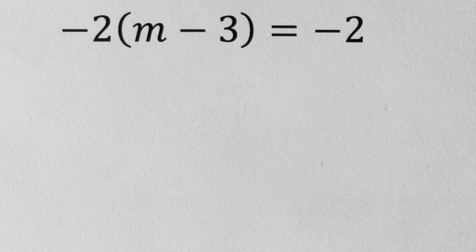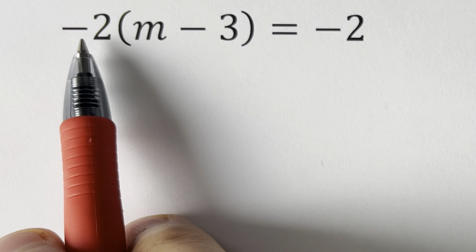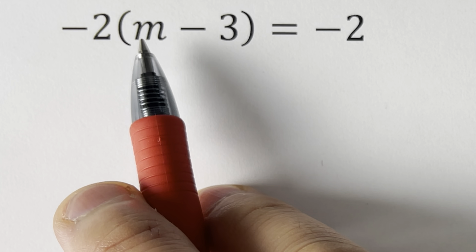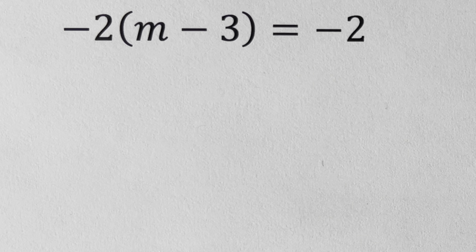We are given -2 multiplied by the quantity m minus 3 is equal to -2. As you can see here, we have a variable m. Again, we remember that in an equation, it doesn't have to be x. It can be any letter in the alphabet. These are variables, and they can be assigned with different letters.